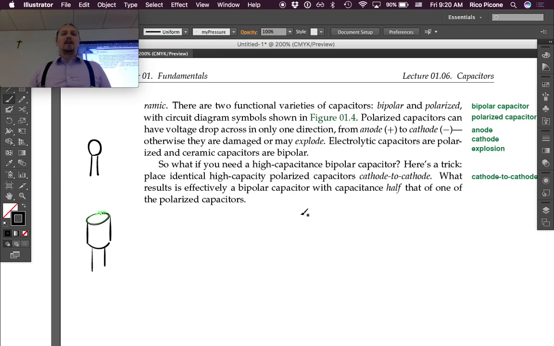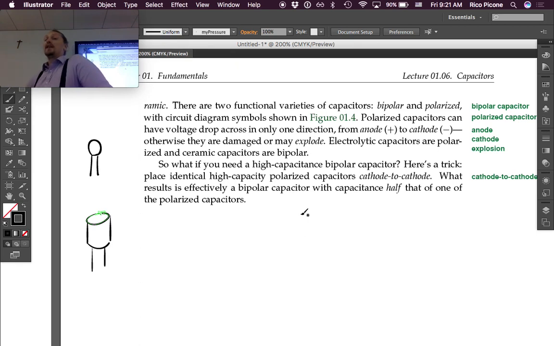So here's a trick. This one's an obscure trick that I found on the internet, and then we tested it, and it really does work. Place identical high capacity polarized capacitors cathode to cathode. So put the negative terminals together. What results is effectively a bipolar capacitor with capacitance half that of one of the polarized capacitors. But half of a polarized capacitor's capacitance is much larger than a picofarad ceramic capacitor.